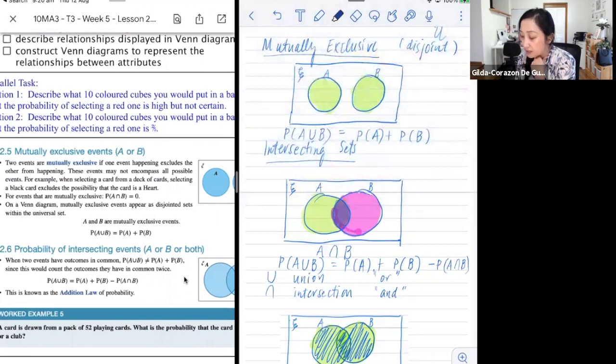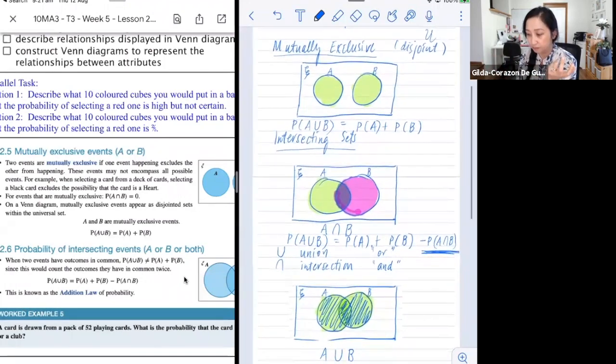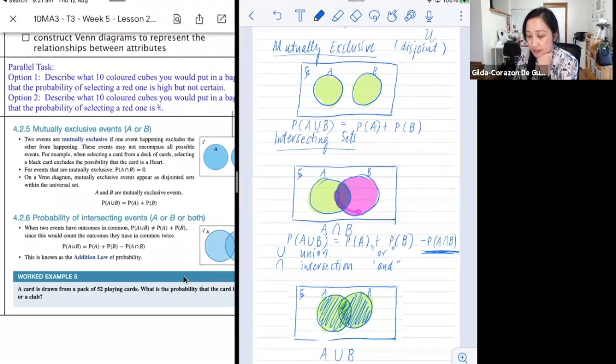So for you to not double up anything there, you just want to count them once, then you would have to minus that intersection. Okay? Those are just the things that you'd probably need to think about. And when you think about them, just maybe imagine those Venn diagrams there. Those visuals, those displays, would probably be able to help you understand better. Okay, now let's have a look at some examples here.